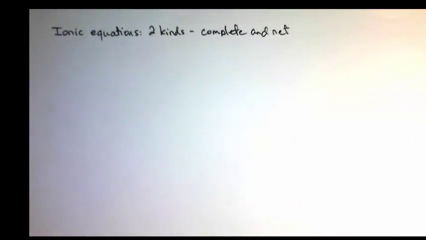In this lesson, we're going to be looking at ionic equations, and there are two types. There's a complete ionic equation and a net ionic equation. We're going to learn how to write those from single replacement and double replacement reactions. So you have to be able to classify equations and balance them before you can do this lesson.